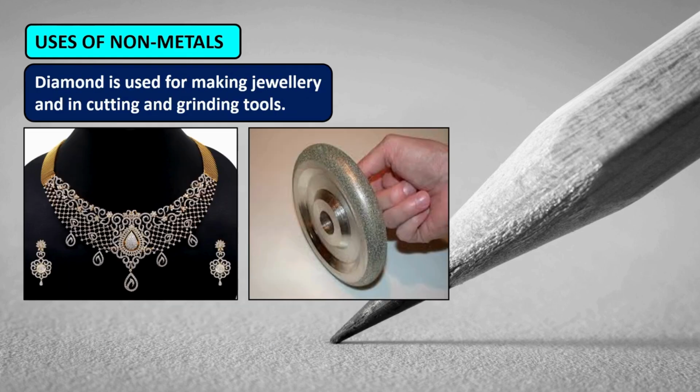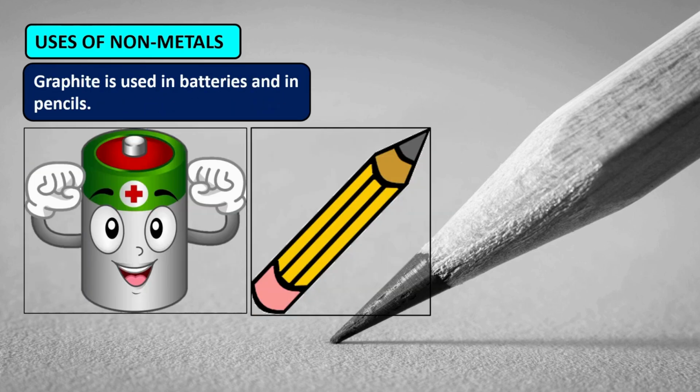Diamond is used for making jewelry and in cutting and grinding tools. Graphite is used in batteries and in pencils.